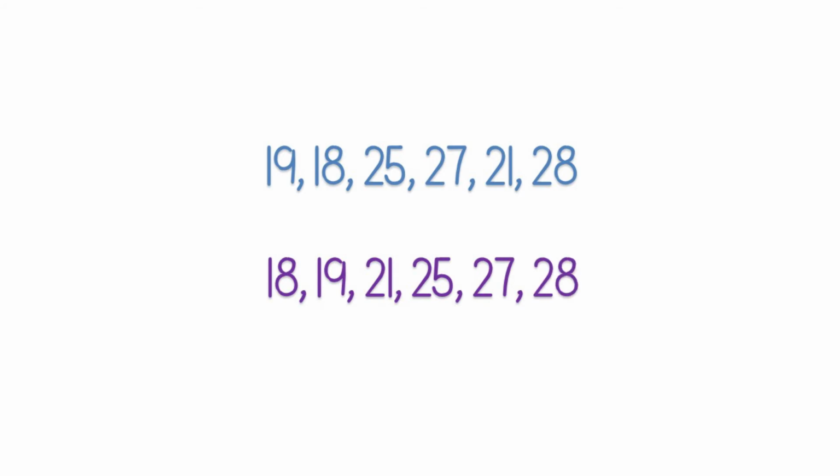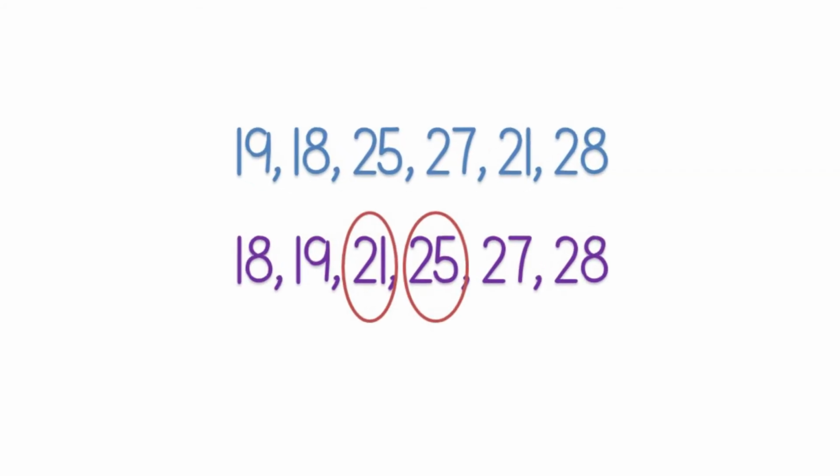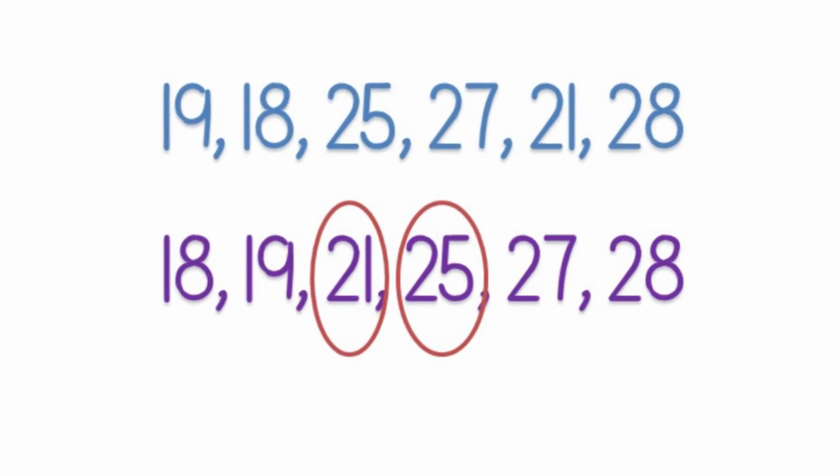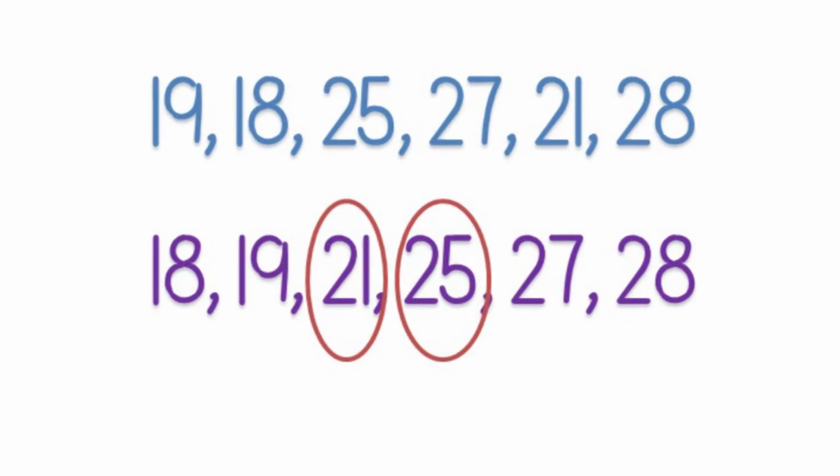Tell them that the same rule applies for finding the median in groups of even and uneven numbers. They must always first arrange the numbers from the smallest to the greatest. After arranging the numbers from small to large, let them identify the middle numbers in the set. In this case, the two middle numbers are 21 and 25.